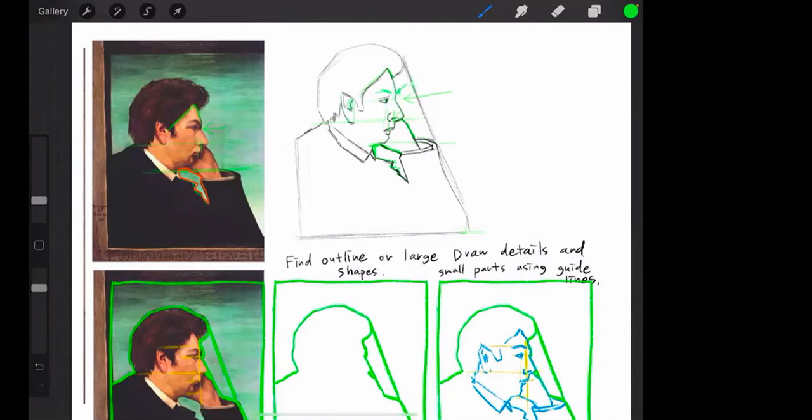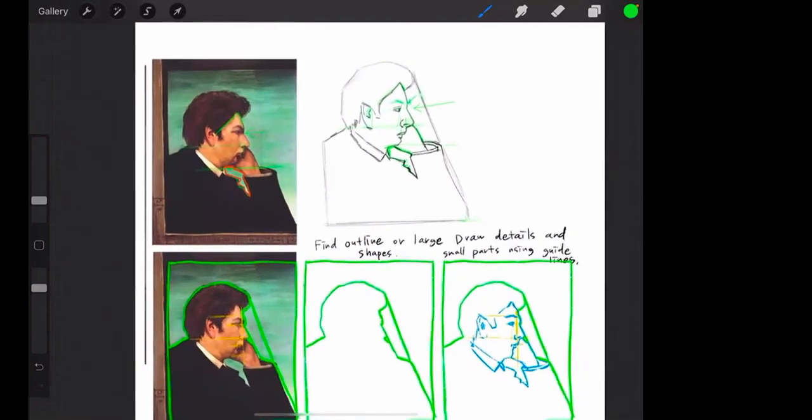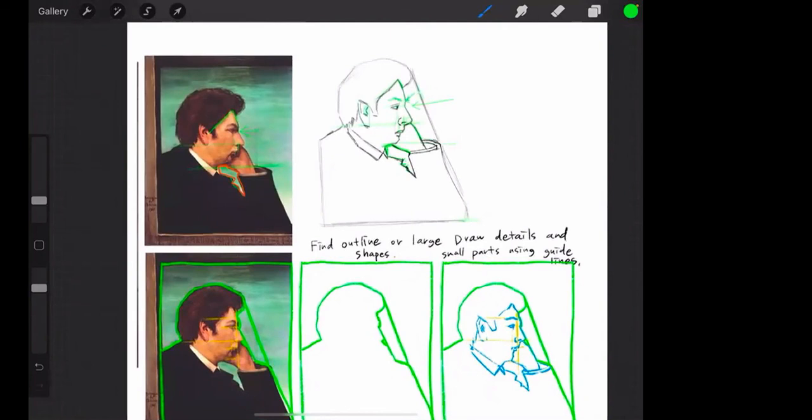So once you draw the figure, you can add the colors.